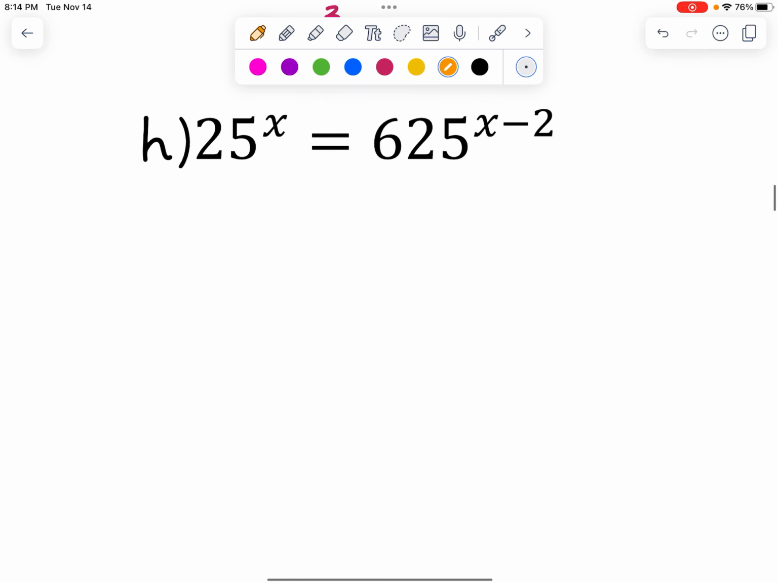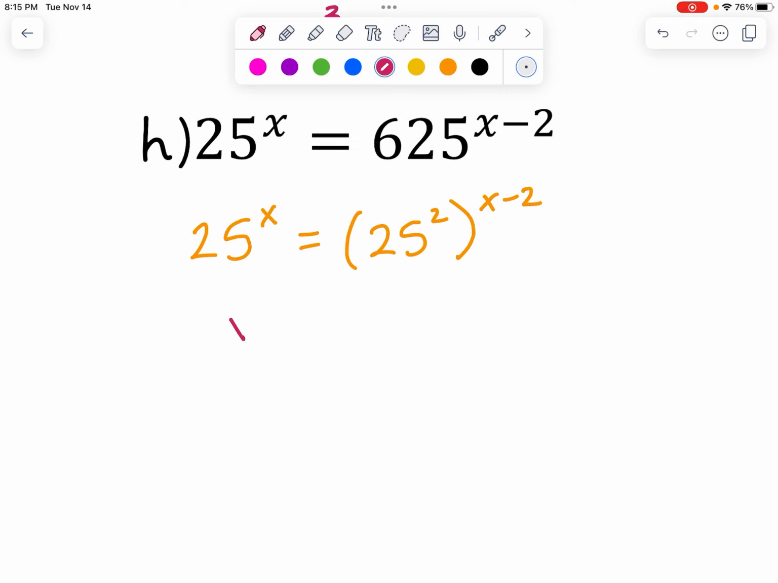All right, for h, looking at h, I've got 25 and 625. I know that 25 is 5 squared, so maybe I could use base 5. And if you choose to do that, that's totally fine. But you can also play around with 25 too. So if you try 25 squared, you actually get 625. Now, either way that you do this problem, if you don't notice that 625 is 25 squared, you'll still get the correct answer if you follow the steps correctly. But in this one, I don't have to rewrite 25 since I can rewrite 625 as 25 squared.